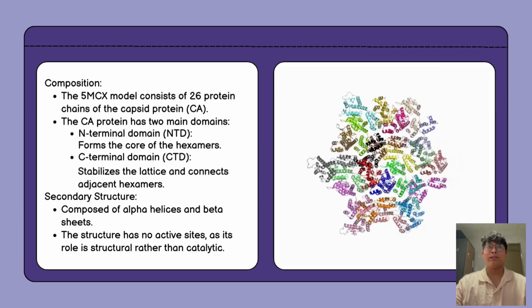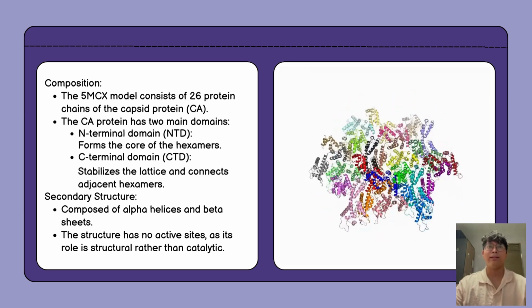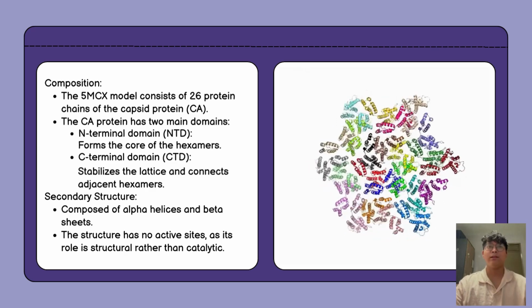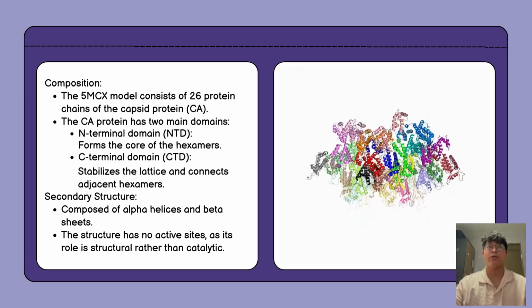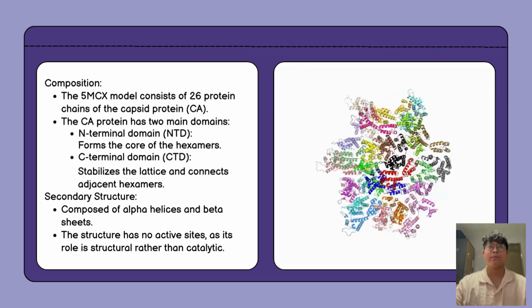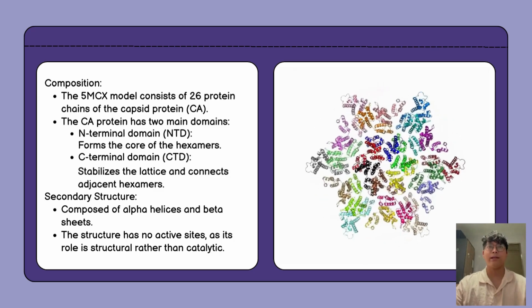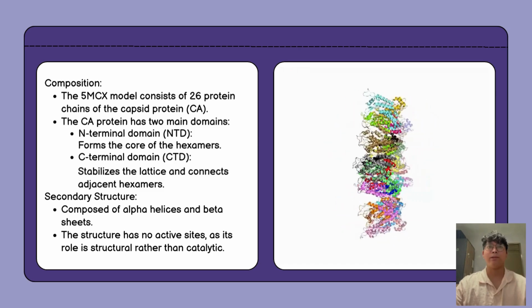The CA protein is composed of two main domains. First, the N-terminal domain, NTD, and the C-terminal domain, CTD. The NTD forms the core of the hexamers, contributing to the capsid stability. Meanwhile, the CTD stabilizes the lattice and connects adjacent hexamers, ensuring structural integrity and adaptability.